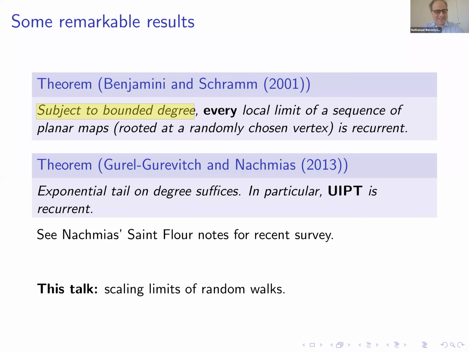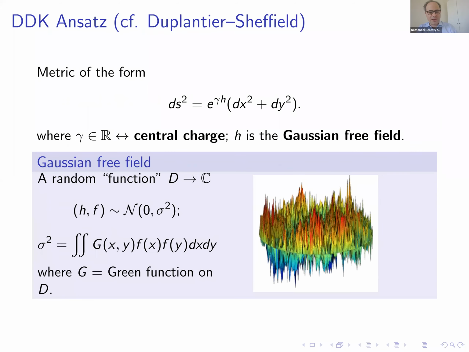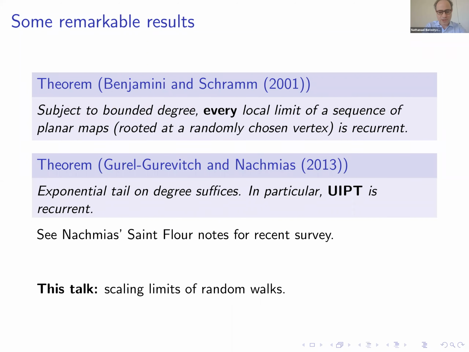showing that you can replace the assumption of bounded degree by one on the tail of the degrees, and an exponential tail on the degree suffices. So this talk won't be about recurrence of random walks on planar maps. This talk will be about scaling limits of random walks on planar maps. But if you're interested in this topic, then of course you can take a look at Asaf Nachmias' lecture notes on this topic from Saint-Flour.